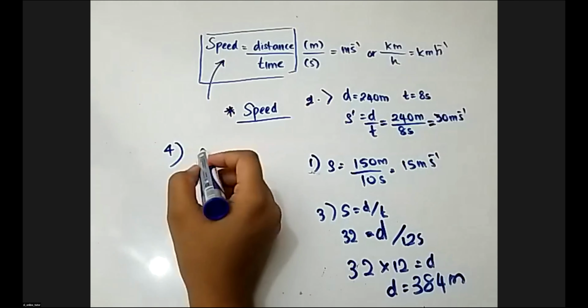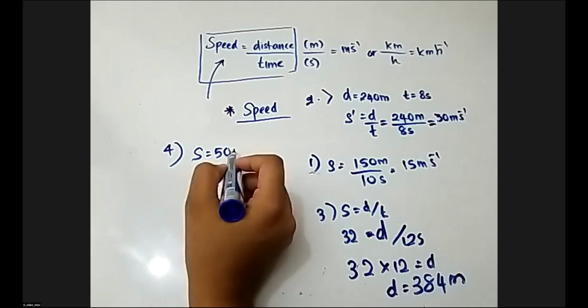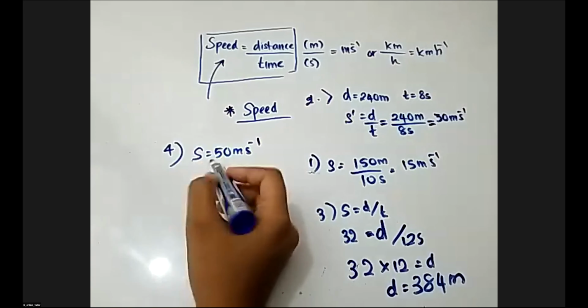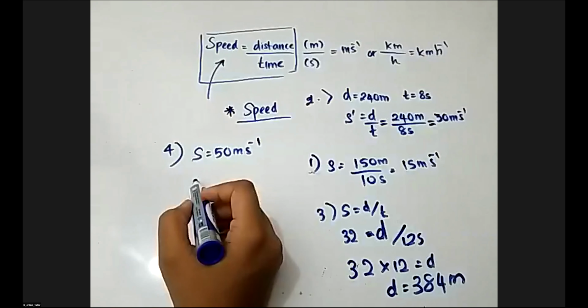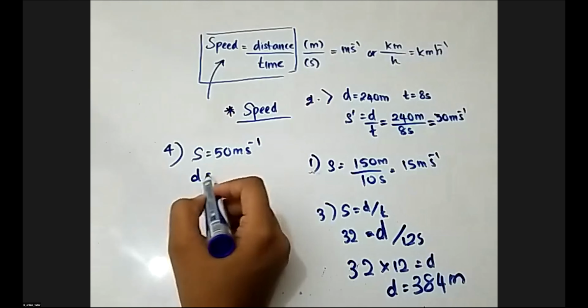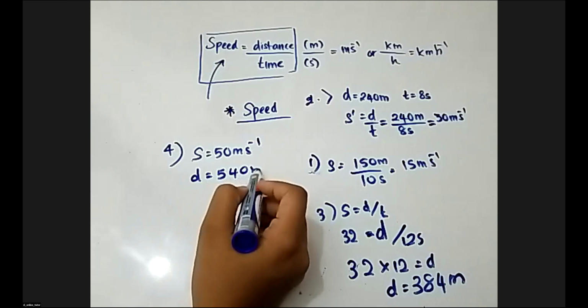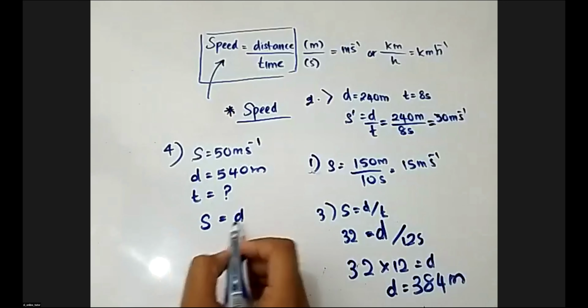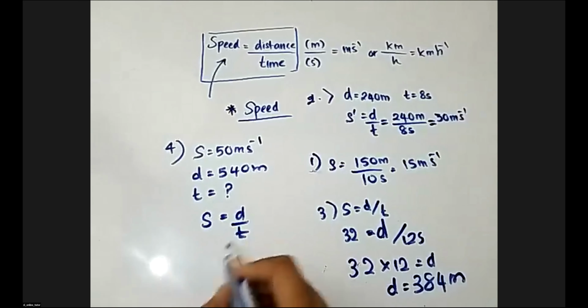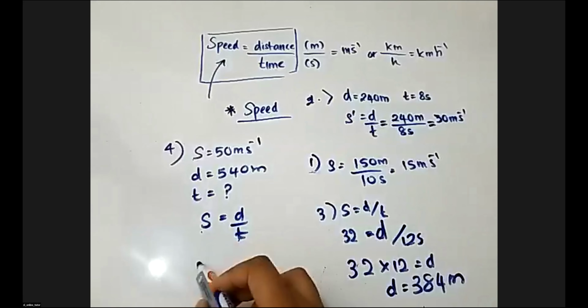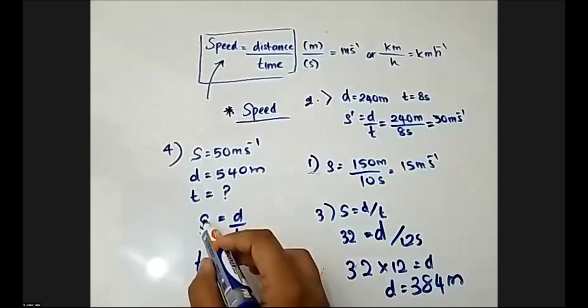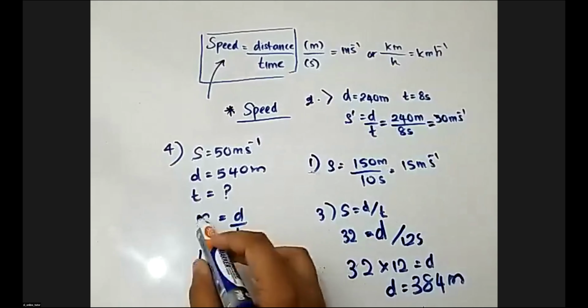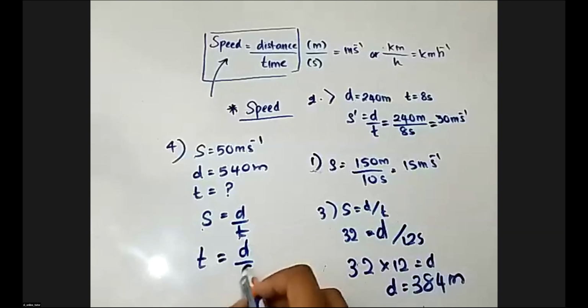Fourth one. In the fourth one, speed is given, 50 meters per second. Distance is 540 meters. Time taken should be found. So first of all, we'll write the equation. Then make T the subject. T the subject means carry T to the front side. S you have to carry to the below. That means divide. Now you get this equation.